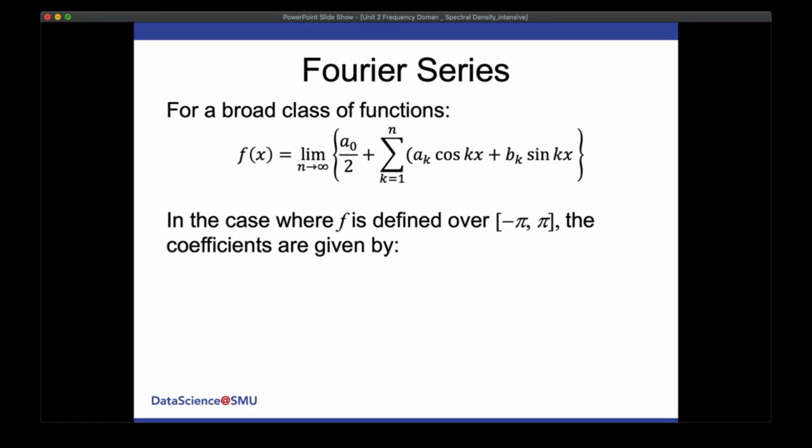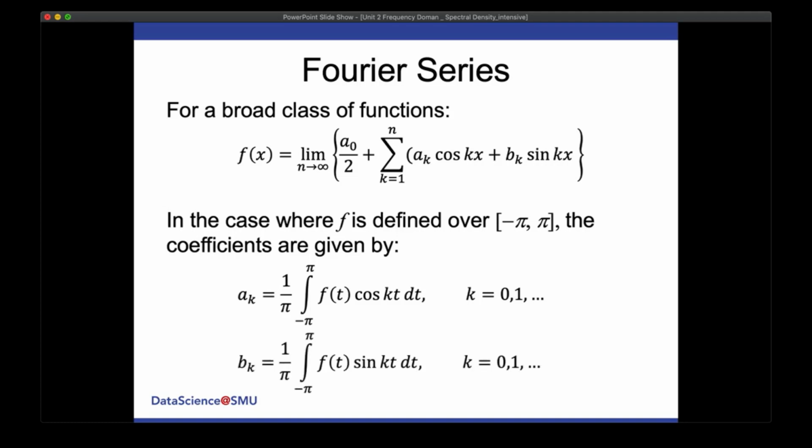Now this f is defined over negative pi to pi, and these coefficients are given by this integral: a_k equals 1 over pi times the integral from negative pi to pi of f of t cosine kt dt, for k equals 0, 1, and so on. So again, pretty tough. Notice we've got two f's going on. We've got f of x up at the top of the slide, and then for these a_k's, it's calculated by taking the integral of a different f. So got some moving parts for sure. b_k is defined very much the same, except change cosine kt to sine kt. As I said, that's a tough slide.